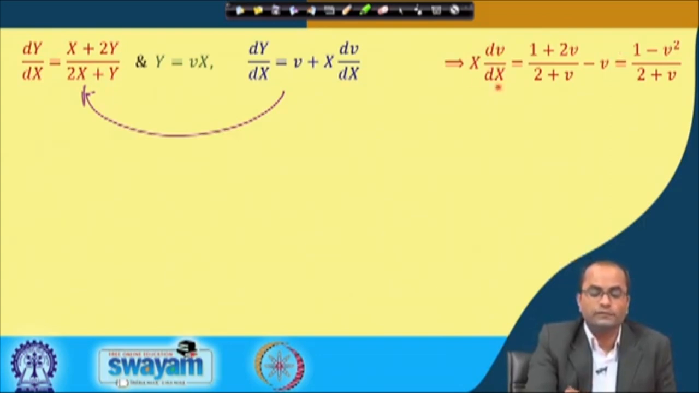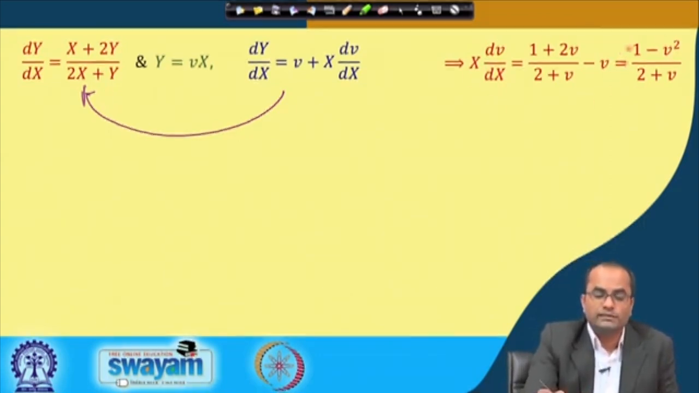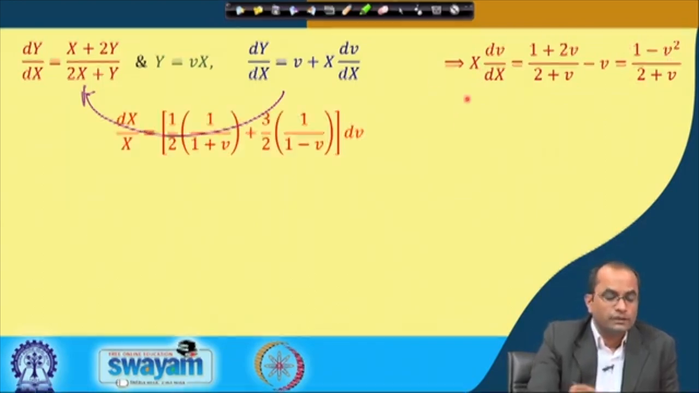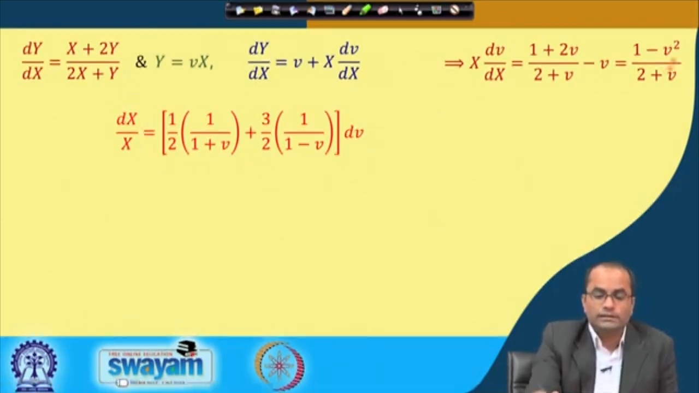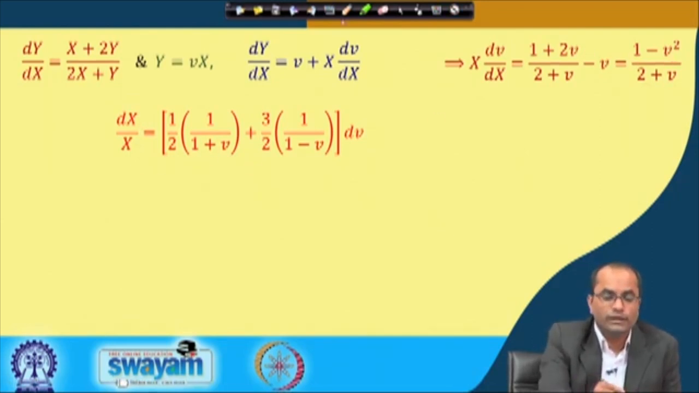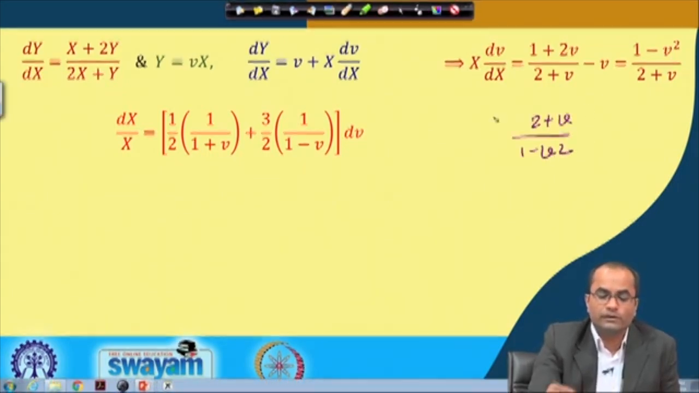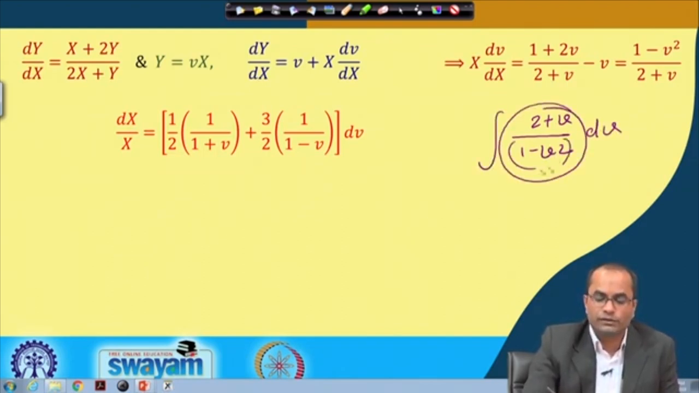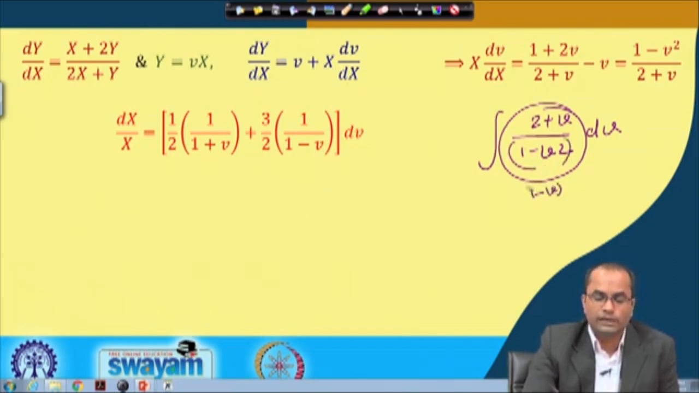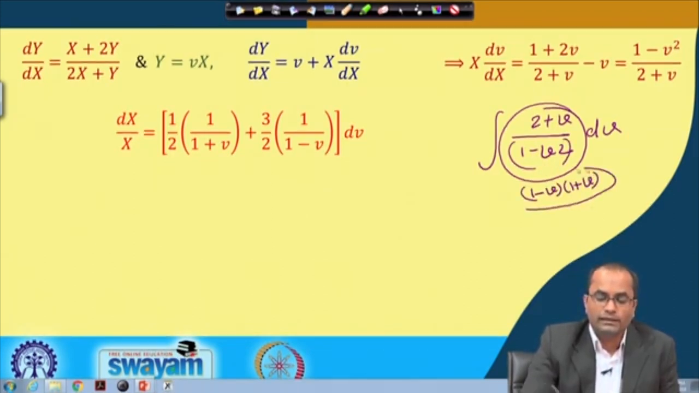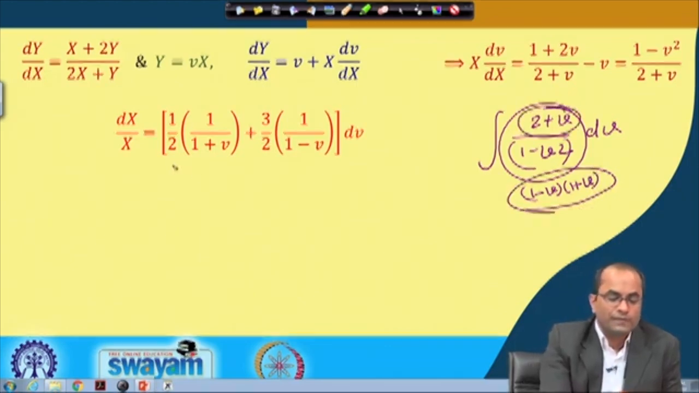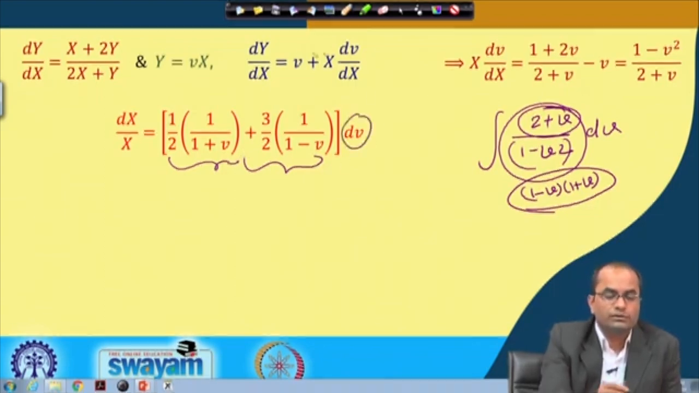And now, we can bring this big X to the right hand side and these v to the left hand side. That means, we have dX over X and this 2 plus v over 1 minus v square. This term, 2 plus v over 1 minus v square, will come with this dv, and we use partial fractions, because 1 minus v square we can write as 1 minus v and 1 plus v, and then we can do the partial fractions easily. That is the result here of the partial fractions, and then we will integrate with respect to v.